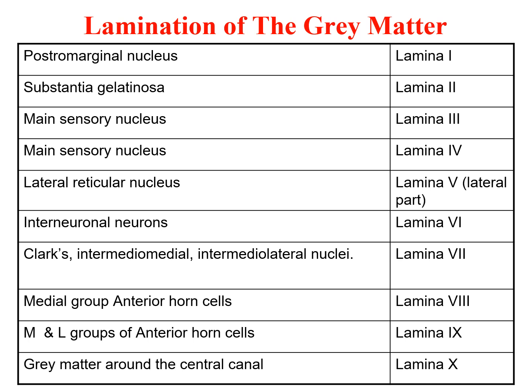As regards lamina 5, the lateral part of it contains lateral reticular nucleus, and lamina 6 contains interneurons. Lamina 7 contains Clark's nucleus and intermediomedial nucleus and intermediolateral nucleus. As regards lamina 8, it contains the medial group of anterior horn cells. Lamina 9 contains medial and lateral groups of anterior horn cells, and lamina 10 contains the gray matter around the spinal central canal.